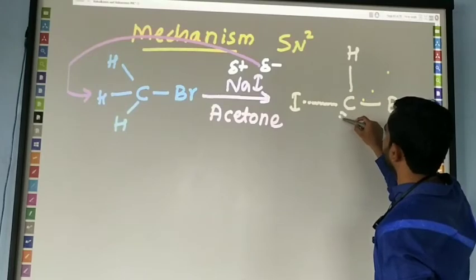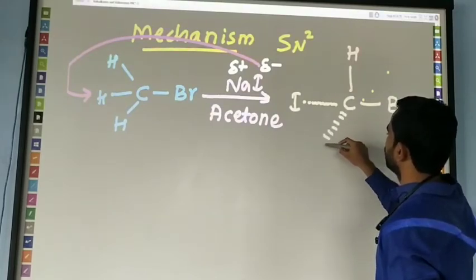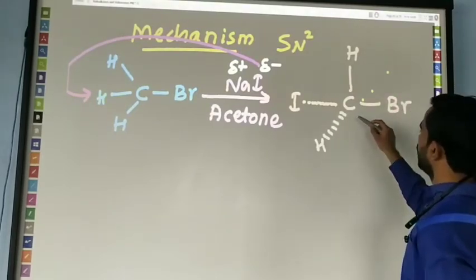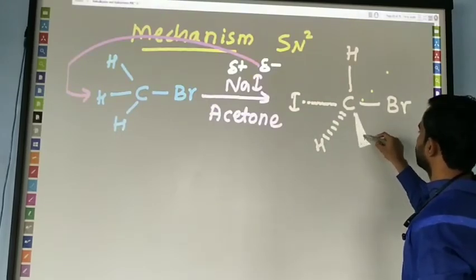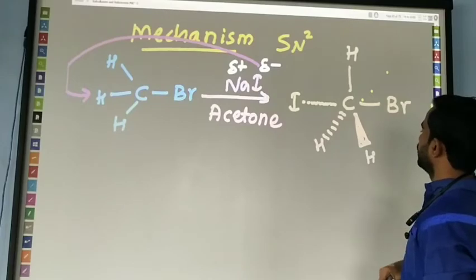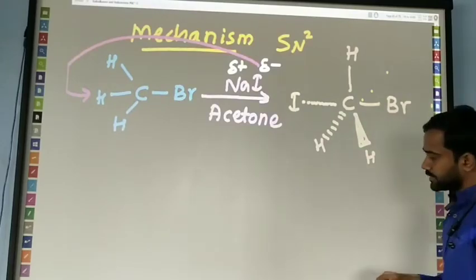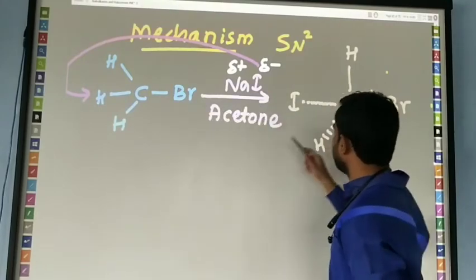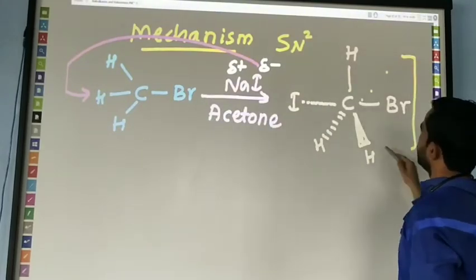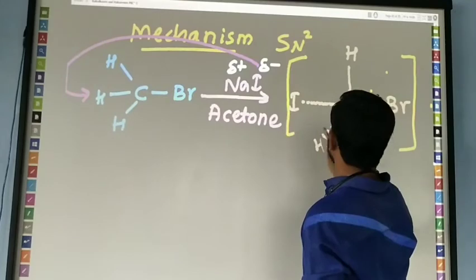Okay, let me show the dash position. Here are your hydrogen, and there is your wedge position. Another hydrogen is present on this side. This is what you already know as the transition state. In which geometry does it produce? It is in the form of TBP geometry.